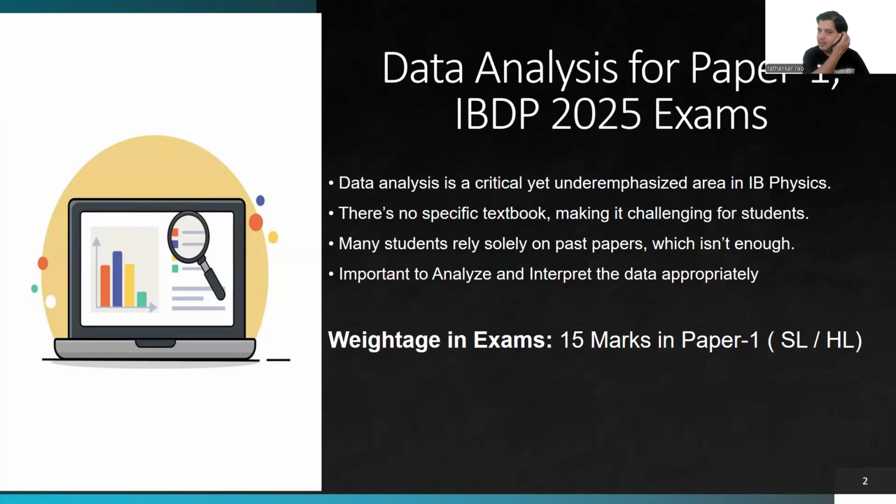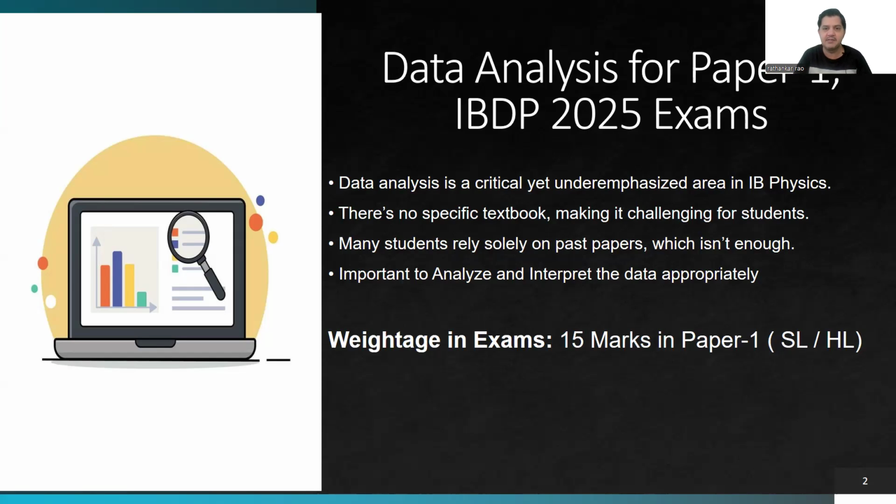What we teachers are doing so far is that we teach a part of this, take up examples from the past papers and then teach them. As we keep giving the past paper examples, we tell them the theory behind it. That is one important thing, and there is no specific textbook available for it. As a result, I thought this would be useful, so I started doing this.